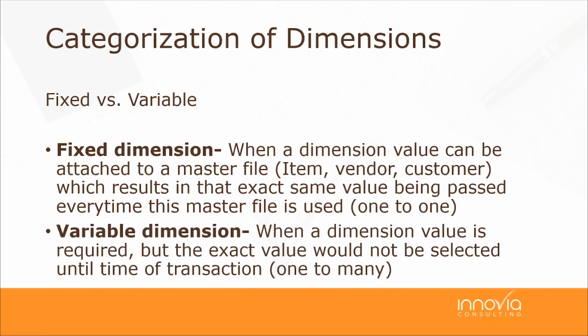Okay? Then I have what we call variable dimensions, and this is nothing out of the ordinary. This is basically when a dimension value is required, but the exact value would not be selected until time of transaction. So this is a one-to-many relationship. So for example, if you're putting in a purchase invoice or purchase order, and you want a department required, but you don't decide what department that is until the time of data entry, you make that a variable dimension where I'm requiring a value, but I won't keystroke that until I get to the data entry screen. So that's the kind of definition. That's the kind of way I categorize these.